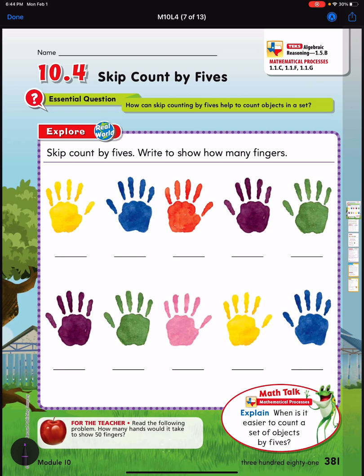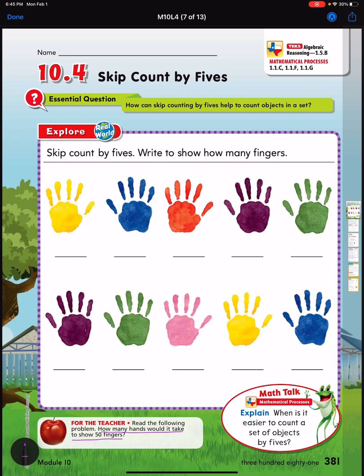My directions tell me to skip count by fives and write to show how many fingers. My question says, how many hands would it take to show 50 fingers? So when I am counting by fives, let's think about this. How many fingers are on one hand? 5. You have 5 fingers on one hand. So when I'm going to count by fives, what number comes first? What number comes first when I'm skip counting by fives?